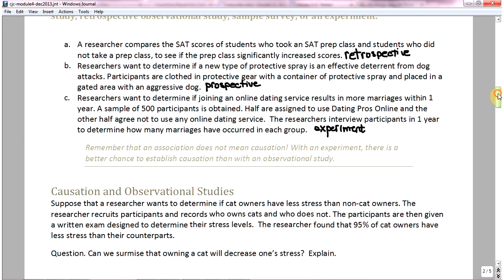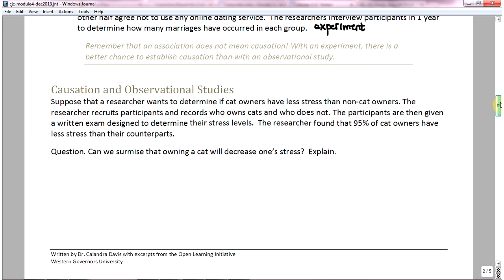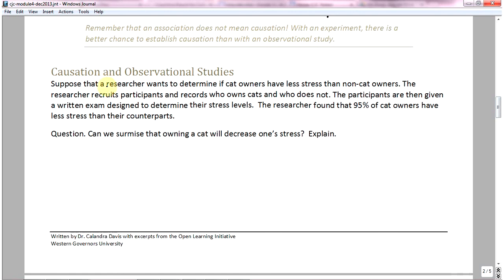Okay, so now we're going to look a little bit further into causation and observational studies. Suppose that a researcher wants to determine if cat owners have less stress than non-cat owners. The researcher recruits participants and records who owns cats and who does not. The participants are then given a written exam designed to determine their stress levels. The researchers found that 95% of cat owners have less stress than their counterparts. Question: can we surmise that owning a cat will decrease one's stress?